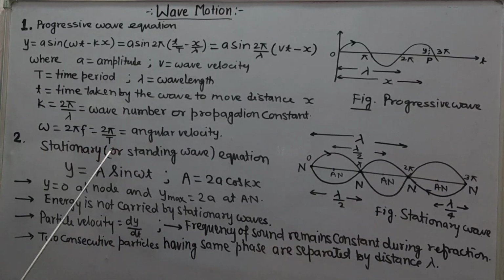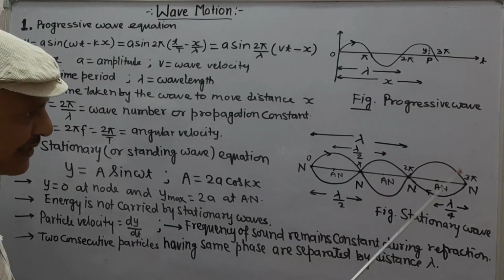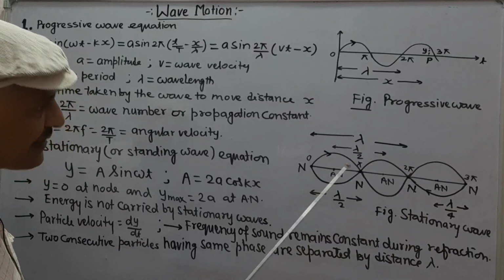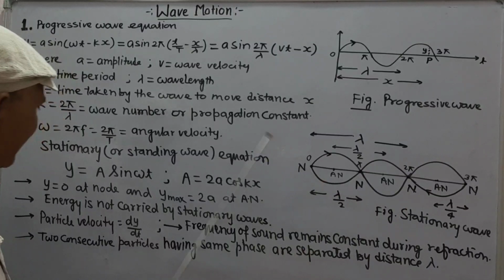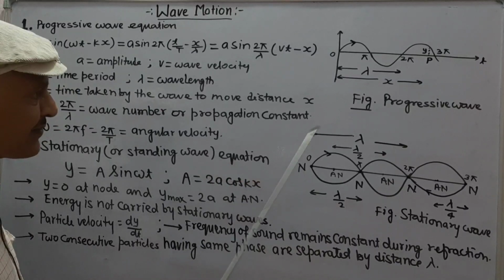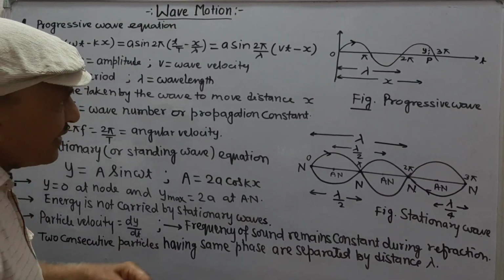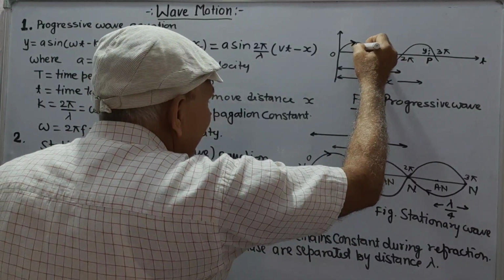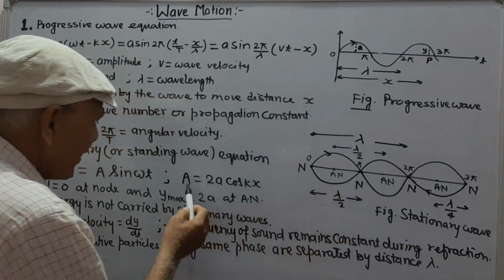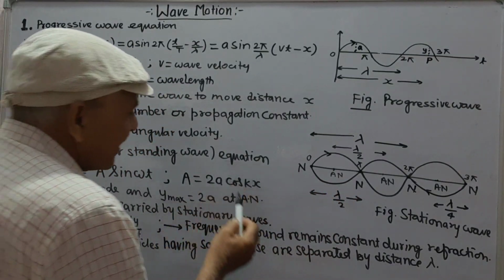Next, stationary or standing wave equation. When two identical progressive waves moving in opposite directions superimpose, then the resultant wave is known as a stationary wave. The equation of the stationary wave is y is equal to A sin omega t, where A is amplitude, so capital A is equal to 2a cos kx.